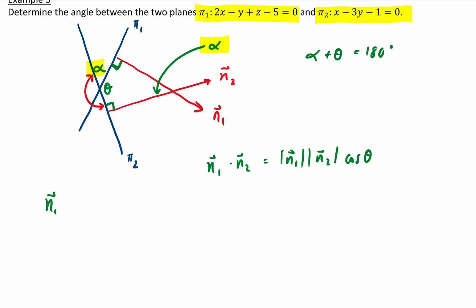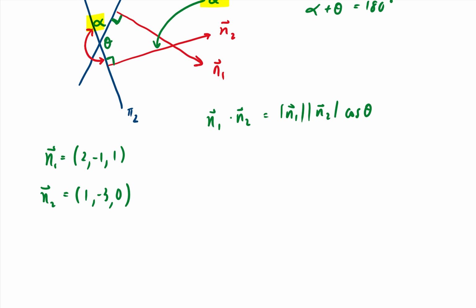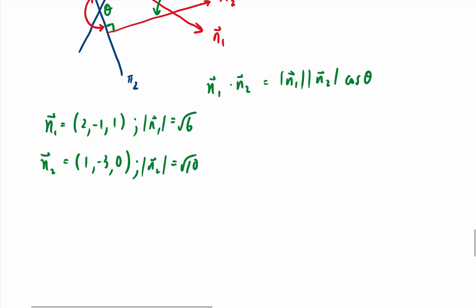So we note that the normal for our first plane is 2, negative 1, and 1. The normal for our second plane is 1, negative 3, and it's missing the z, so that's going to be a 0. Since we know the normals, we now know their magnitudes. So the magnitude of vector n1, remember that is the square root of 2 squared plus negative 1 squared plus 1 squared, which is equal to the square root of 6, and the magnitude of n2 is equal to the square root of 10. All I need to do now is dot these two vectors and solve for the angle.